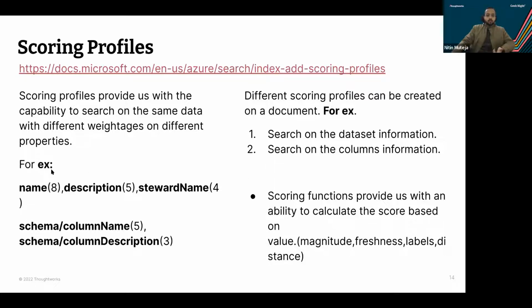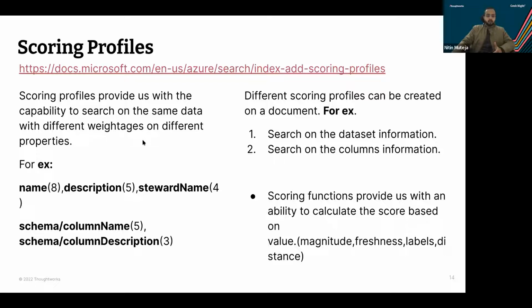Let's assume we set data set name as the default profile. If you want to switch from one profile to another, we can specify it in the request body, and then we can specify the search term. On the basis of that, we'll be able to switch scoring profiles and optimize our search results.